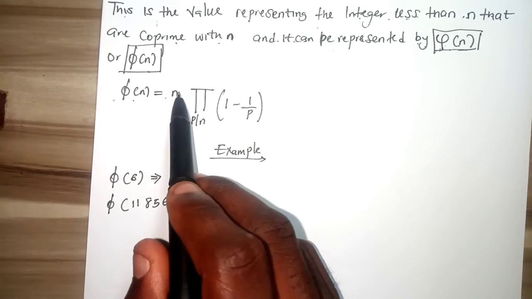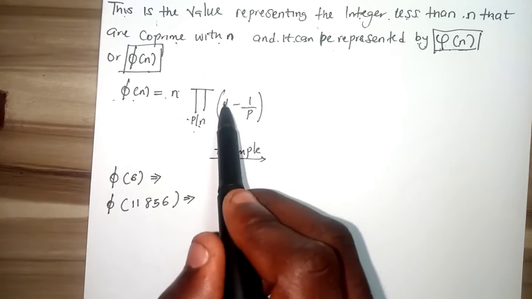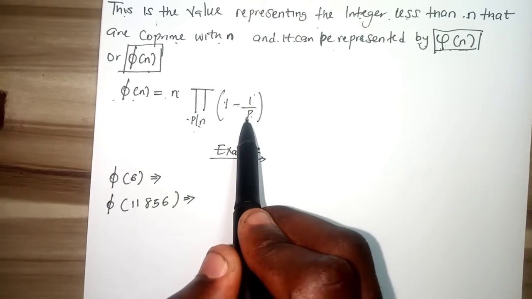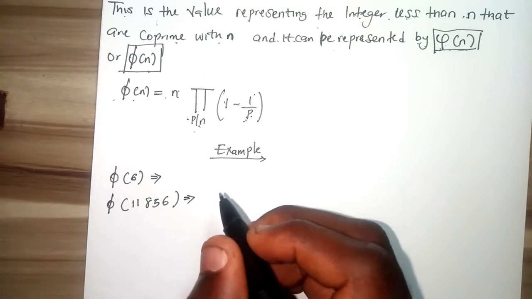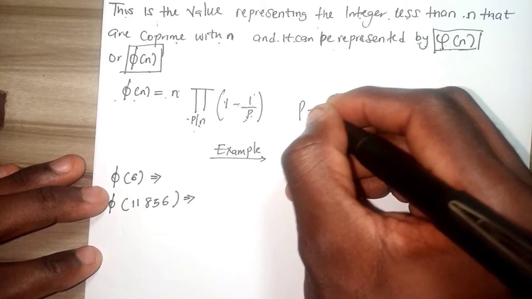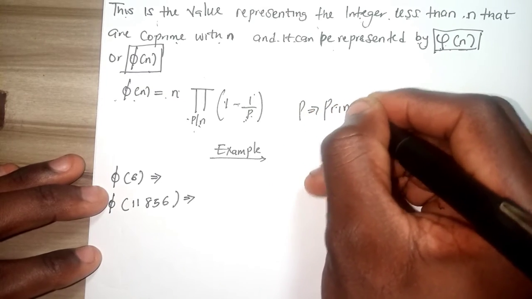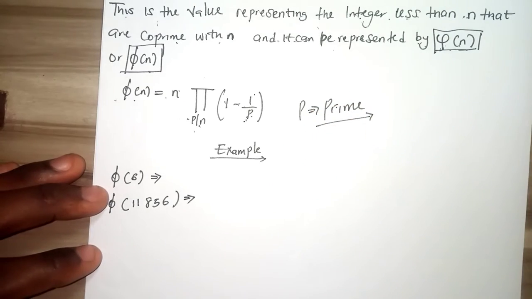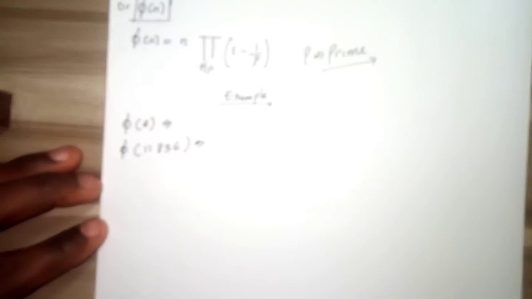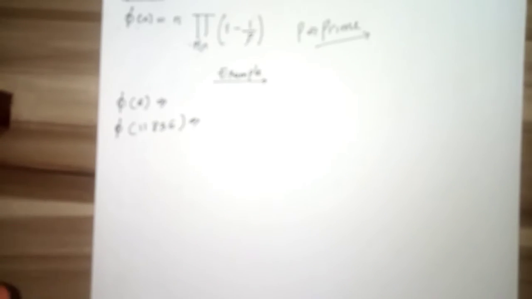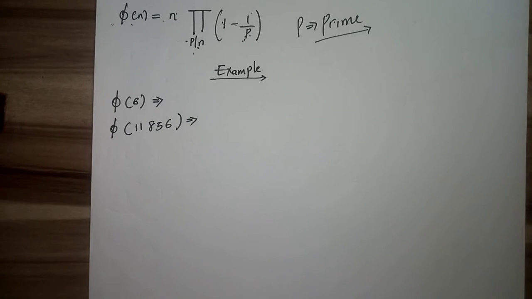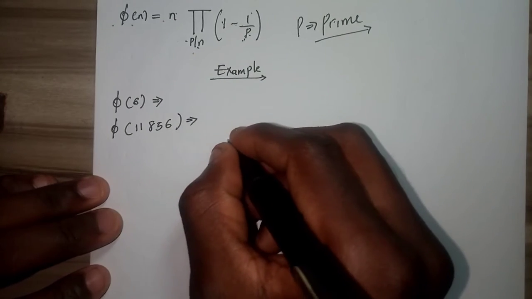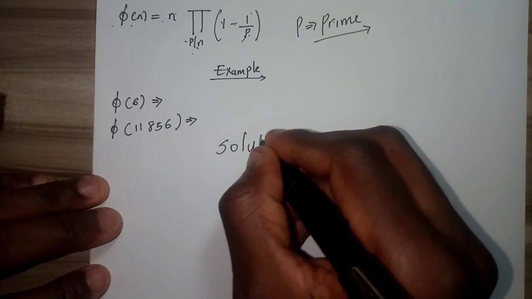Phi of n equals n times the product of 1 minus 1 over p. This is not p normally, but I will be using p here. Note that this p is for prime. So let's talk about one example and let's see how this goes so that you have knowledge about what I'm trying to say. Okay, solution.